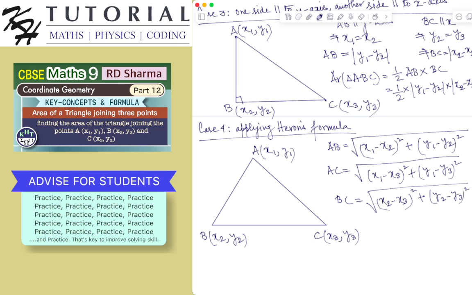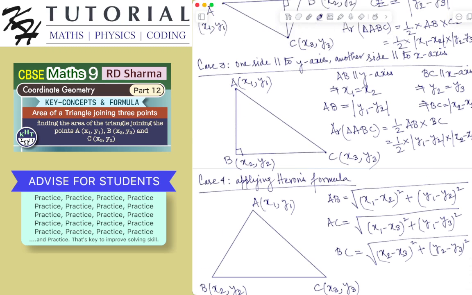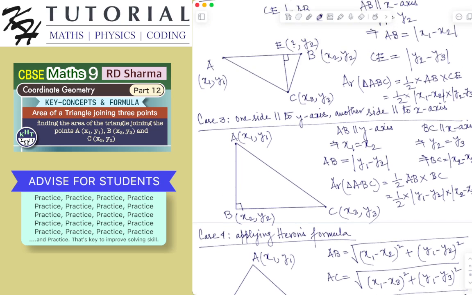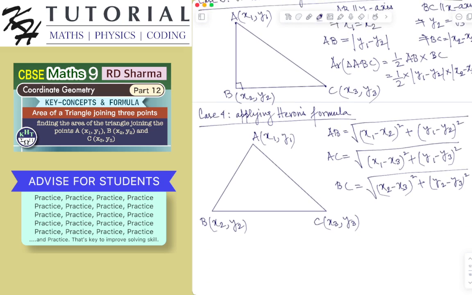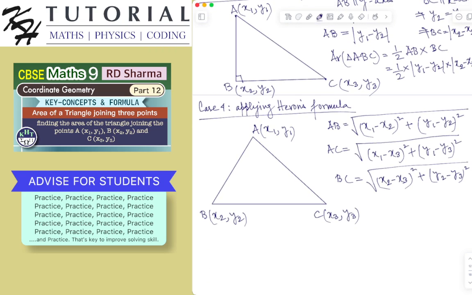Most probably it is rare that you will be given a problem to find the area of a triangle whose coordinates of the vertices are given, and it is neither a right angle triangle nor any of its sides is parallel to the x-axis or y-axis. Problems given will rarely fall in case 4.